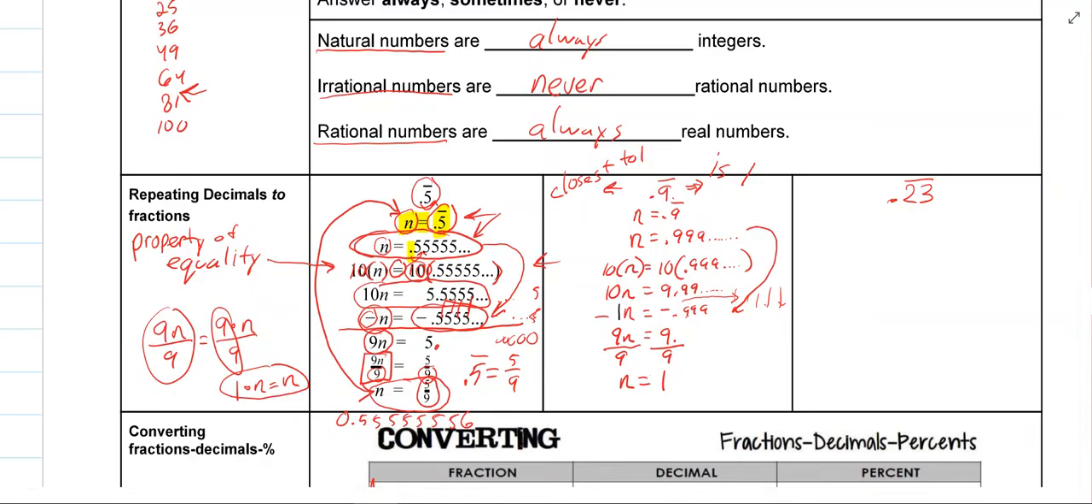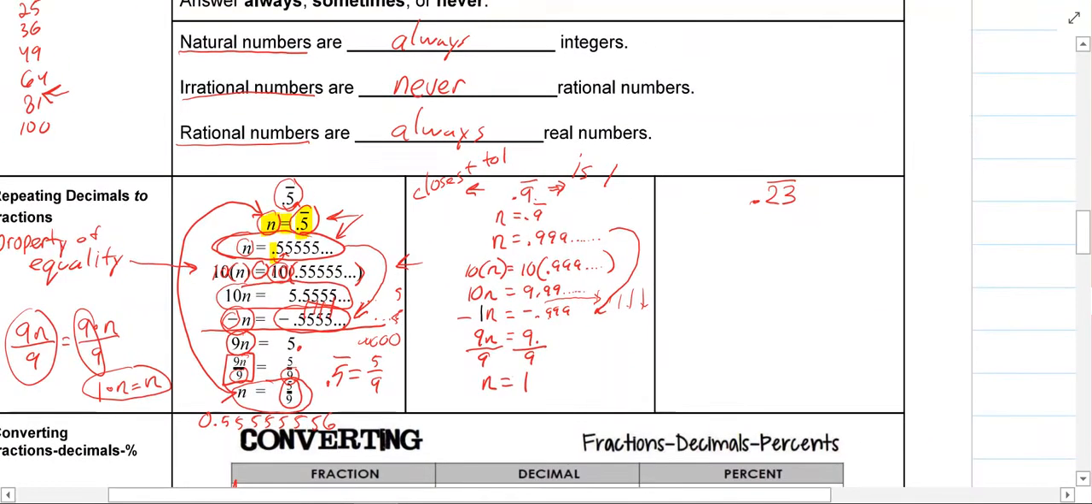All right, let's go on to this next one. Now we see a double digit thing. All right, so we're going to declare that n is equal to 0.23 repeating. We'll write it in a new way. n is equal to 0.23. Oops, I don't want the decimal point there. That is a mistake.